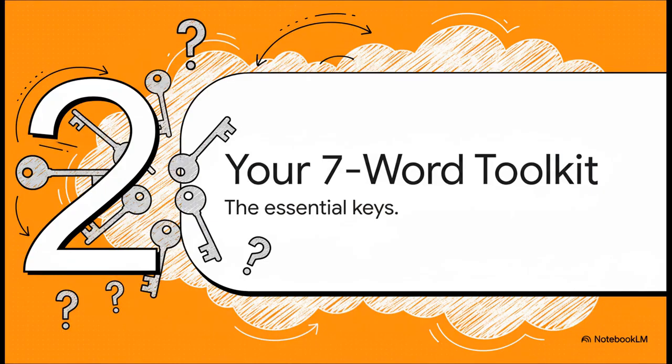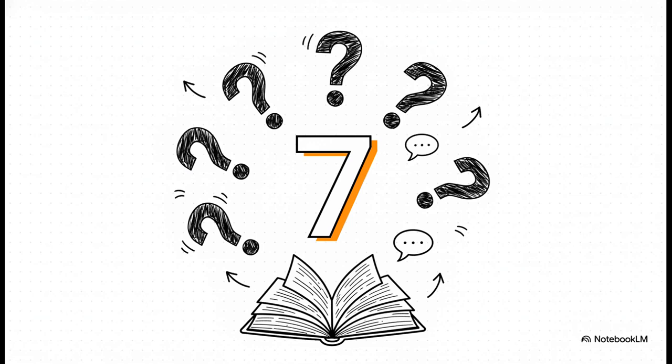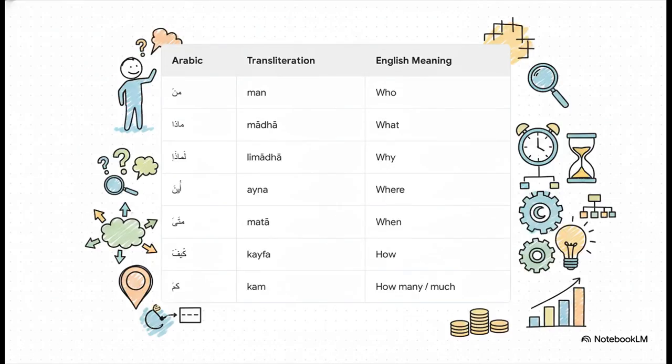So, what are these keys? Well, they're part of this super simple but really powerful set of words. We're calling it your 7-word toolkit. These are the absolute essentials you need to get started. Yup, you heard that right. Just 7. Only 7 words to get you started asking pretty much anything. It's a totally doable goal for any beginner, and trust me, it's going to completely change how you see the language.